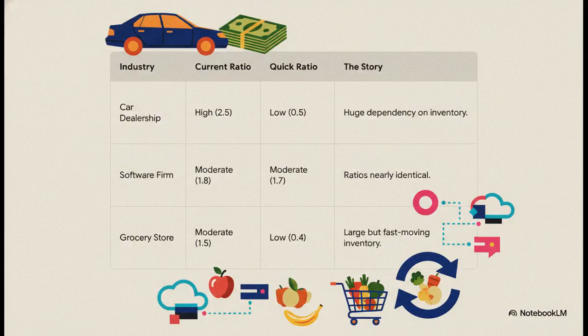Now, it's super important to remember that this whole story changes depending on the industry. You'd expect a car dealership to have a huge gap, right? Their whole business is big, expensive inventory. But a software company? Almost no gap at all. A grocery store might have a low quick ratio, but its inventory sells incredibly fast. So yeah, context is absolutely everything here.